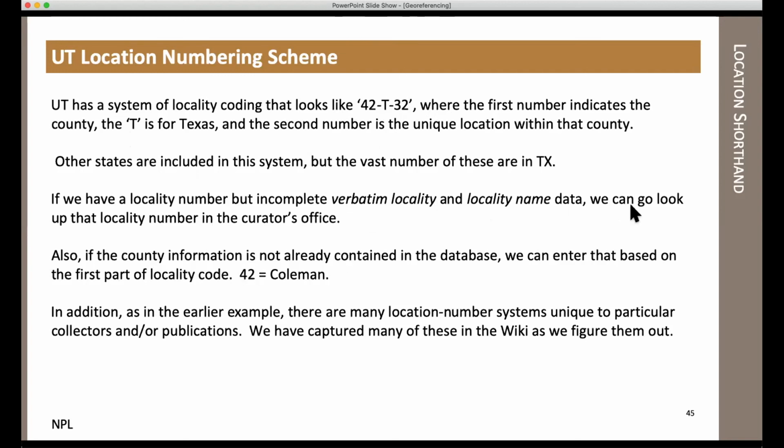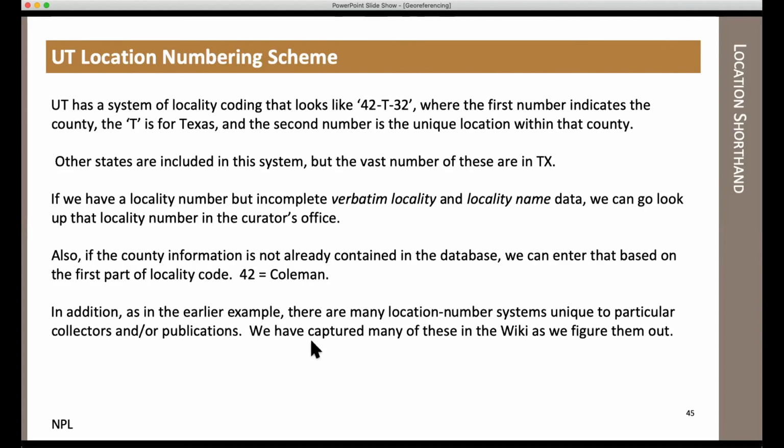Now, a lot of these localities, I should mention, are not generally available. And in fact, some of the stuff that gets uploaded to these shared databases is intentionally fuzzed a little bit because, for instance, stuff that's been found on federal lands, it's not permissible to put a precise location out there. So there's a mechanism for obfuscating that to a certain extent. And again, the nice thing about these UT numbers is if they're present and the county isn't, we know exactly that 42 is Coleman County, so we can update that.